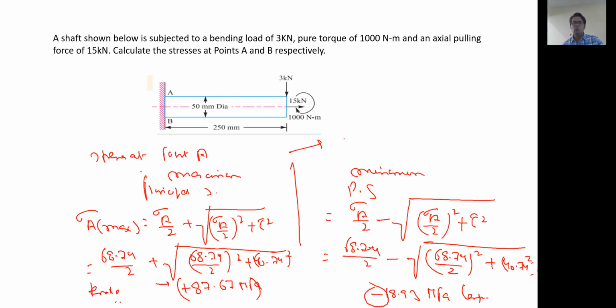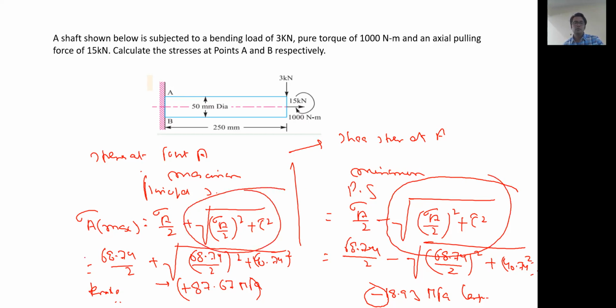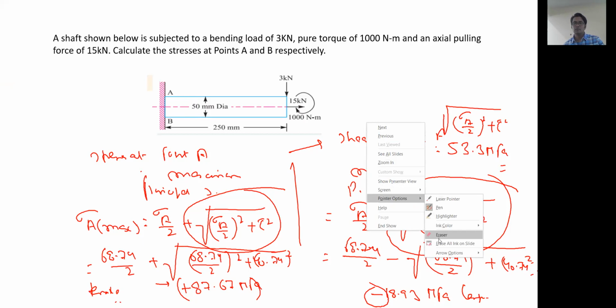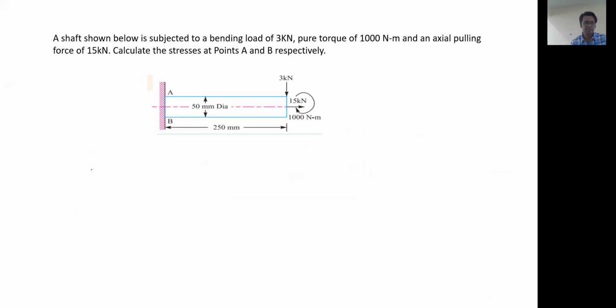Before that, what would be the shear stress at A? The shear stress at A. Obviously, it will be this part of the equation, the square root of sigma A by 2 the whole square plus tau square. And if we put in the respective values, we get the shear stress value as 53.3 MPa. Perfect. Okay. Now we will see what is the stress acting at point B.